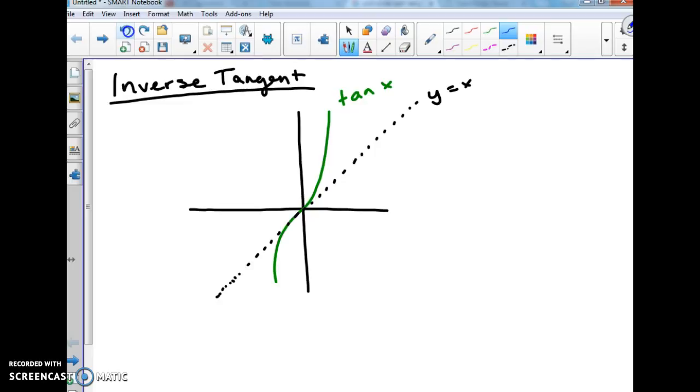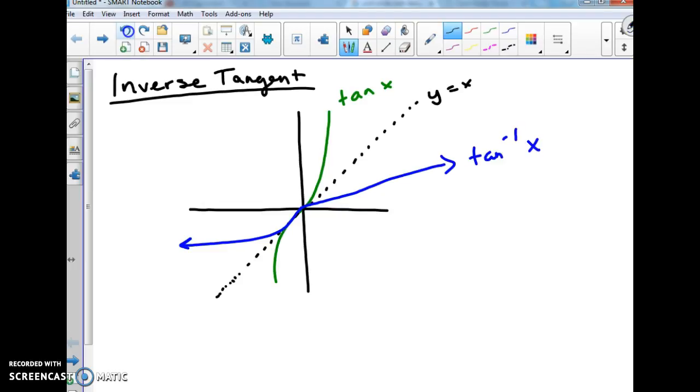Therefore, when I do this, my graph then comes out like this. So it comes out sideways. So this is going to be the inverse of tangent.